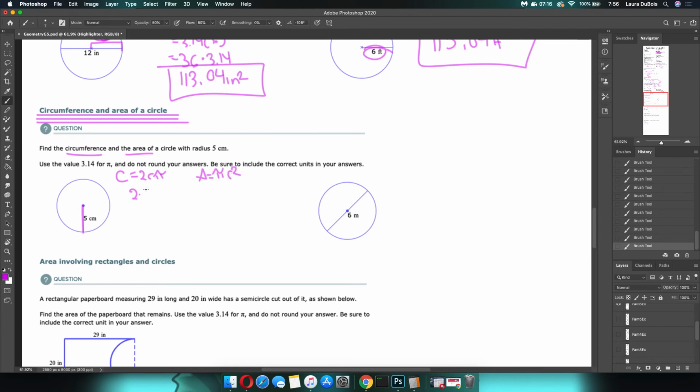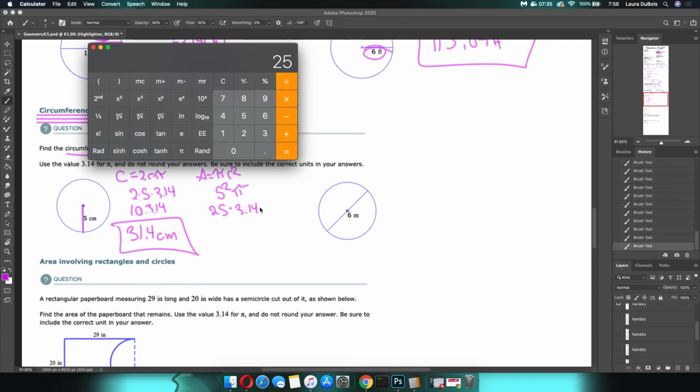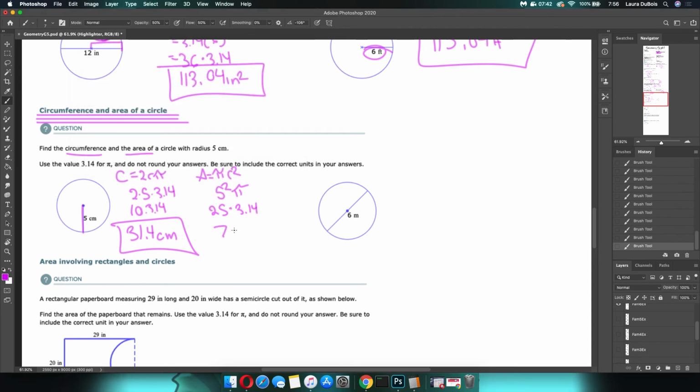So 2 times 5 times 3.14. That's 10 times 3.14, so 31.4 centimeters for the circumference. Area is 5 squared times pi, so that's 25 times 3.14. I'm not that good. 25 times 3.14 is 78.5. Oh, duh, 78.5 centimeters squared. Okay, so far so good.